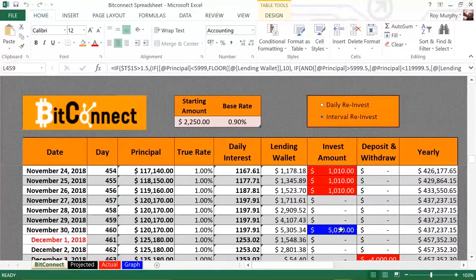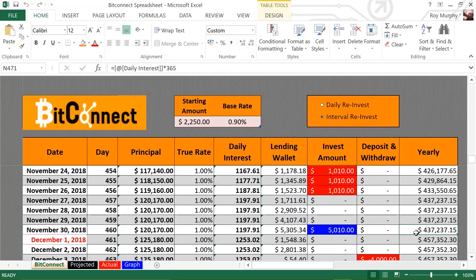Now, the power of the interval reinvest shows you when to stop doing the $1,000 a day reinvest and when to save up and do $5,010 reinvest, because you get 0.2% every single day. Now we're getting into crazy figures because look at the yearly, $437,000 a year as a passive income, just over a year's time.